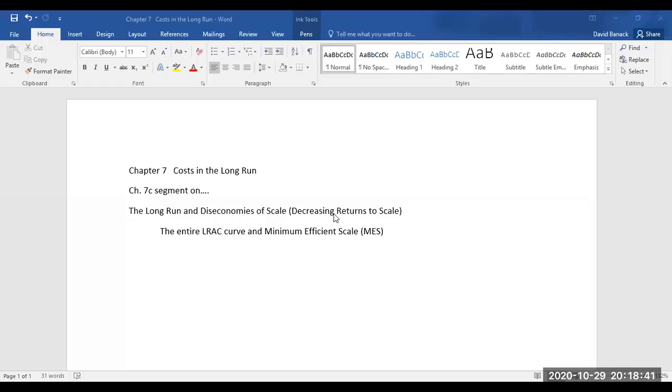Hi everyone, welcome to another section in chapter 7, costs in the long run. This is our last segment where we round out the whole long run average cost curve. So we're going to talk about the long run and diseconomies of scale, or decreasing returns to scale.